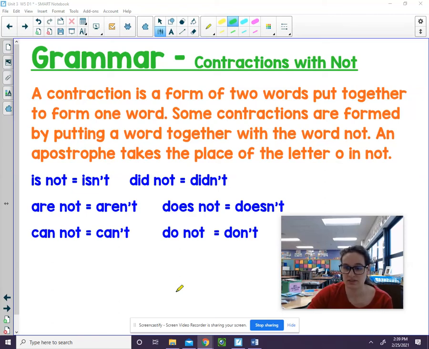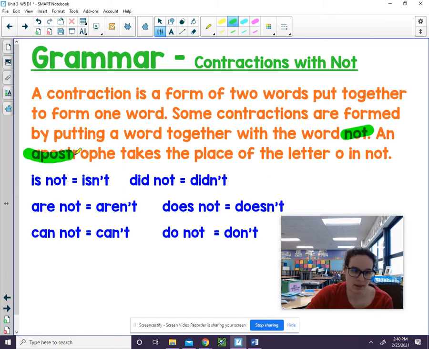Today we are going to discuss contractions with the word not. A contraction is a form of two words put together to form one word. Some contractions are formed by putting a word together with the word not. And that's what we're going to focus on today. An apostrophe takes the place of the letter O in not.